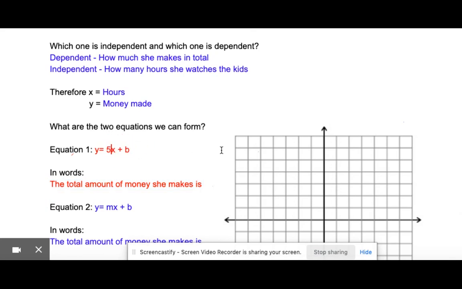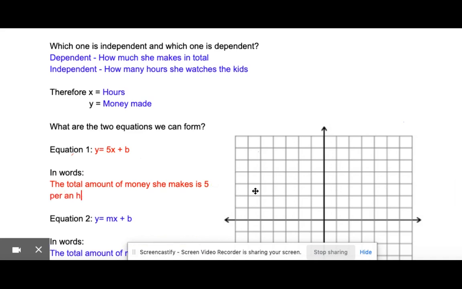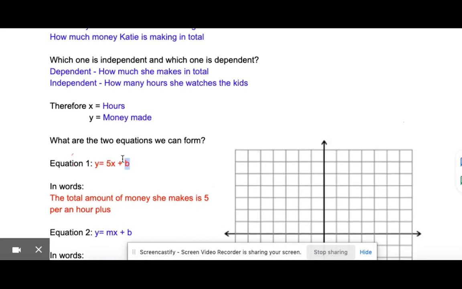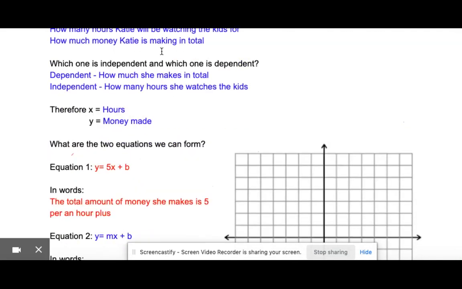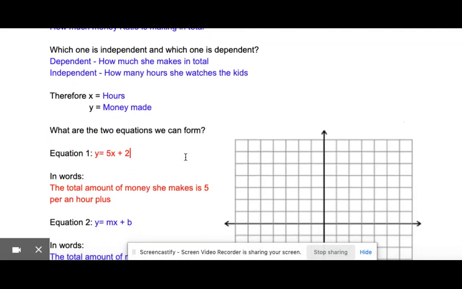So she makes $5 an hour. So the total amount of money she makes is $5 an hour, which means 5 times the amount of hours that go by, which is why it goes with the x. Plus, the b is just the base amount she is paid for babysitting. In this situation, it's just a base rate of $20 for the night. So we add that 20 for the base rate. So she makes $5 an hour plus $20 for doing it at her house.